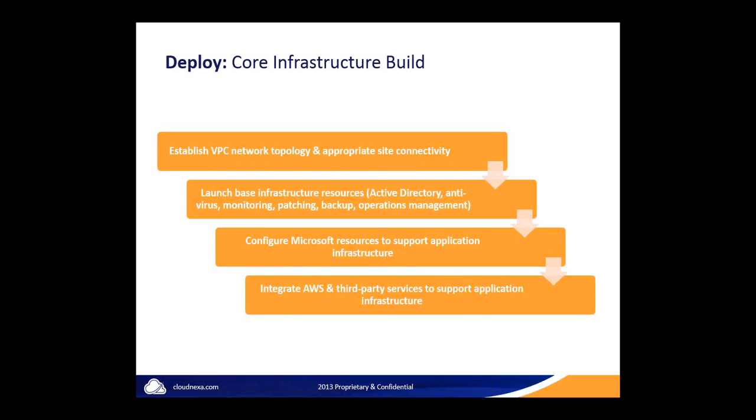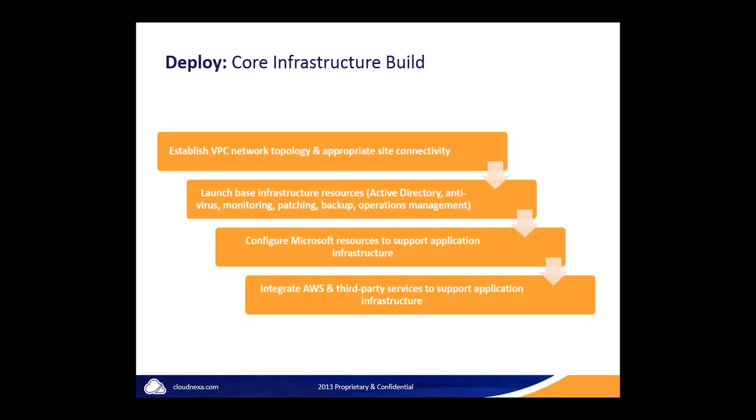So the next phase will bring us to the actual build. Our average build can be broken down into a sequence of 4 high-level stages. We build the AWS network and configure the appropriate level of connectivity with customer sites, whether VPN or Direct Connect based. We launch the base infrastructure resources to support the operation of our environment, and this can include Active Directory, antivirus systems, patch management, and monitoring resources.